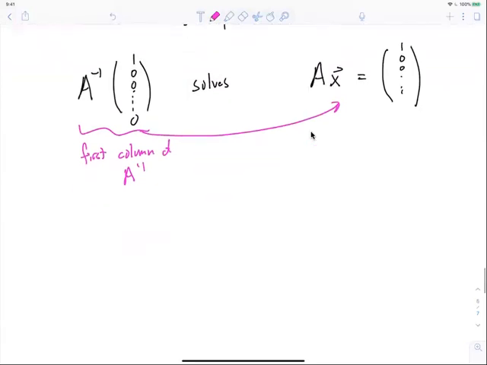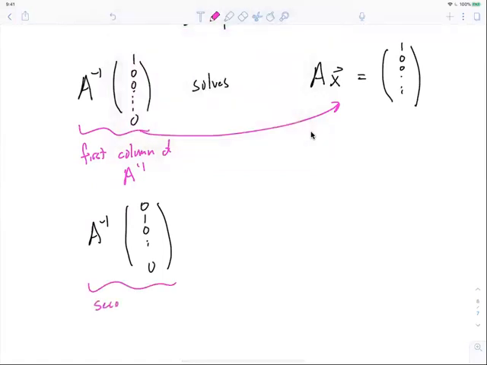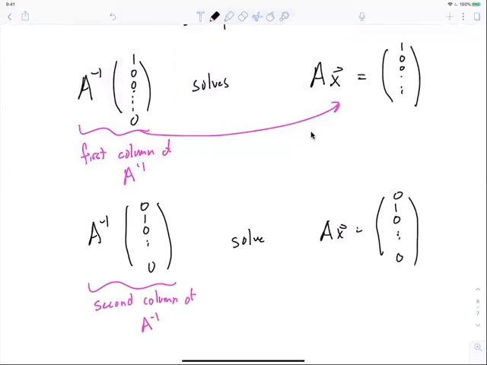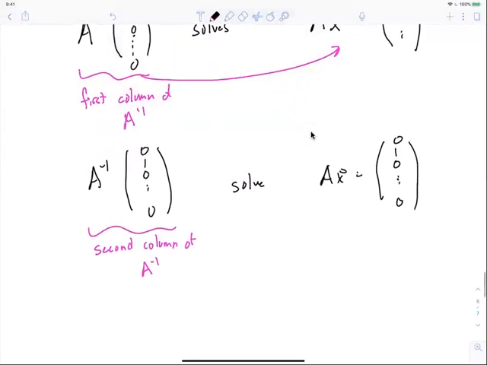And in much the same way, you have A inverse, and you put 0, 1, 0. Whatever this is, better be the second column of A inverse. And this better solve AX equals the second standard vector. So of course you can go down the line.